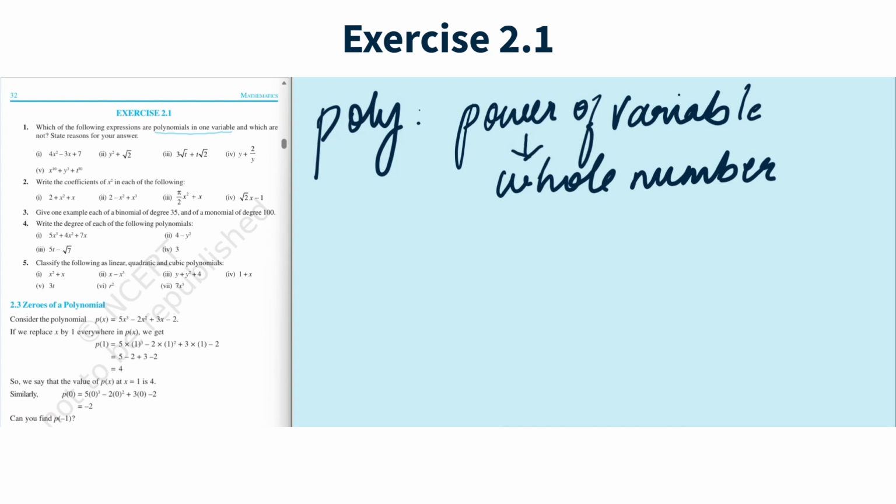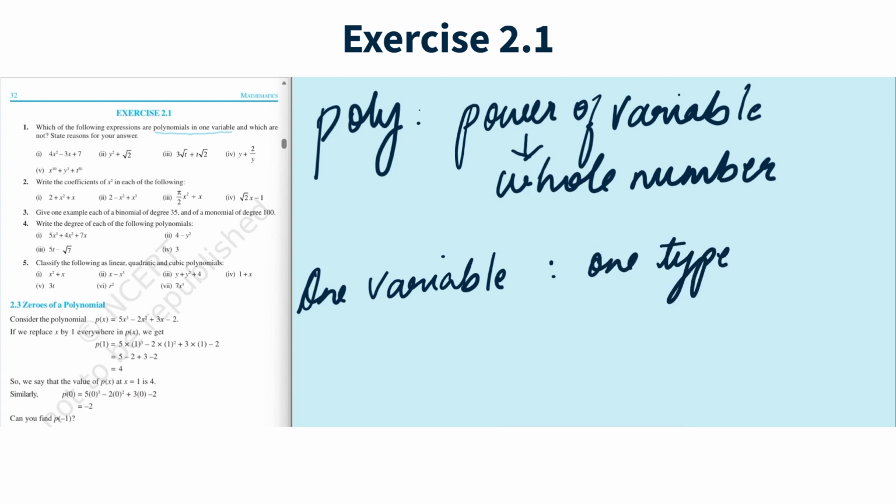The second condition is it has to have only one variable. Now, how do we identify this? Only one type of alphabet is supposed to be used in that polynomial for it to become a polynomial in one variable. Only one type of alphabet.